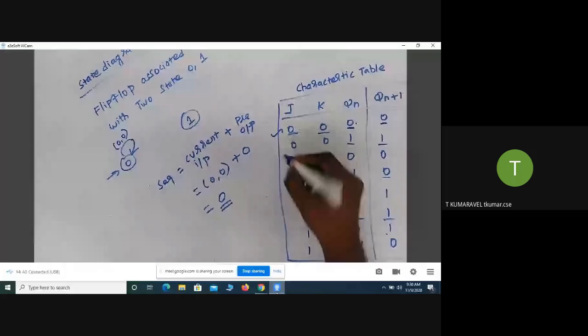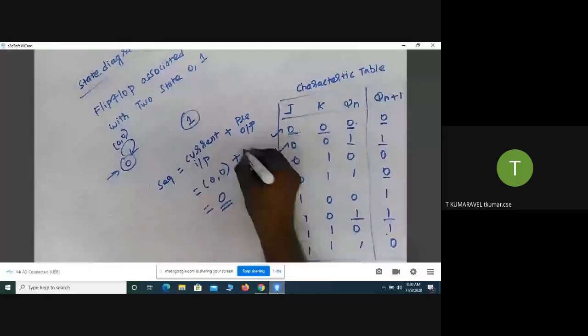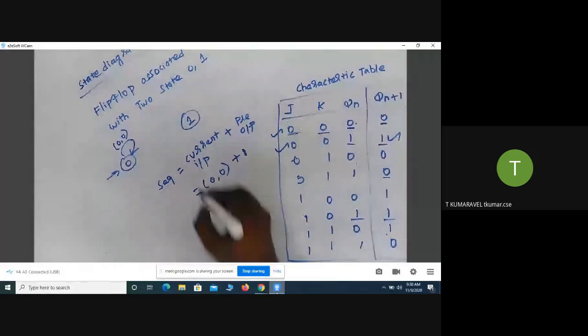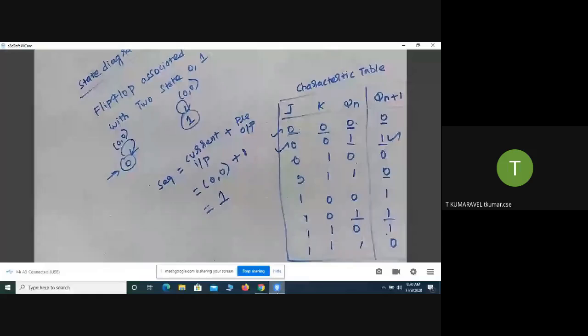Next, consider the next combination. My input is 0 0, and the previous state output is 1. What is the final output? I'm in state 1. So whenever I take input combination 0 0, again I'm in the 1 state. What about the next input combination?